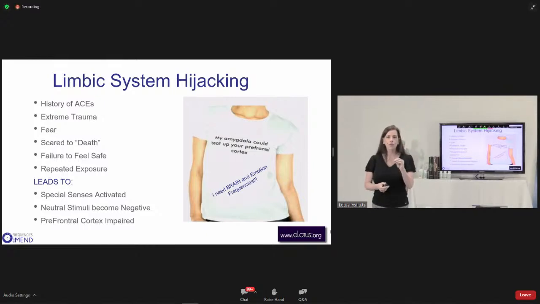People don't know what to do until they know this is what happens. And once they know this is what happens, they can say, oh, I'm triggered. I just need to sit still and not do anything and wait for my prefrontal cortex to come back. This is one of the reasons treating the brain is so important. So I think you can probably see this funny t-shirt, which is my amygdala could beat up your prefrontal cortex. And for anybody that has these issues, it does.